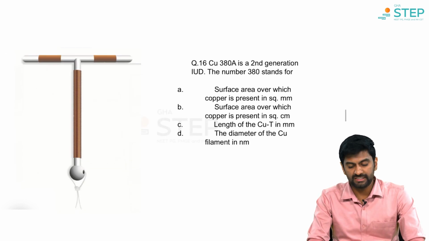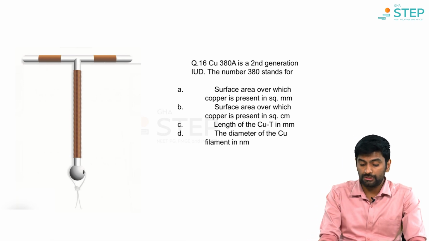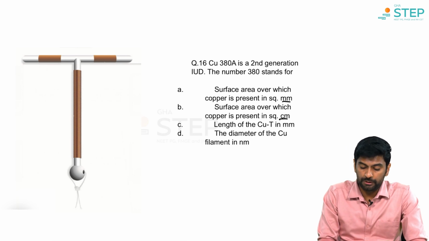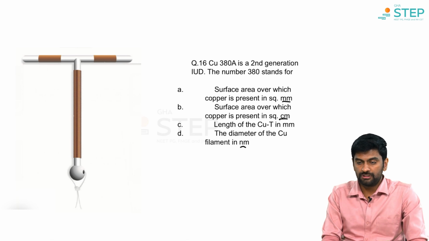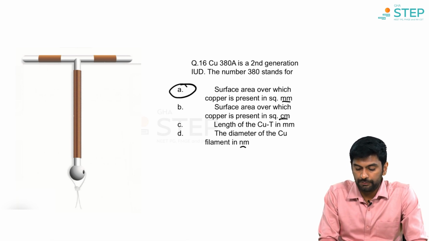Next, question 16. Copper 380A is a second generation IUD. The number 380 stands for what? First is A, surface area in square millimeters, or surface area in square centimeters, length of the copper in millimeters, or the diameter of the copper filament in nanometers. This is a pretty straightforward question. The answer is A, the surface area over which copper is present in square millimeters is what 380 stands for.